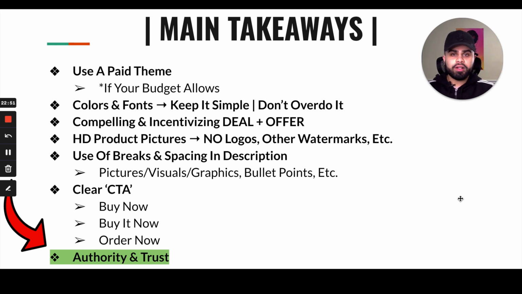A clear call to action or CTA button. I showed you guys how to change that, how to customize it. Having something like buy now, buy it now, order now, or order it now can absolutely make a difference. At the bigger picture, this all comes down to authority and trust. You want to make sure when someone lands on your product page, first and foremost, there's not a lot of distractions, which is another main takeaway. And boom, they see the pictures, the price, the offer, the description, the reviews.